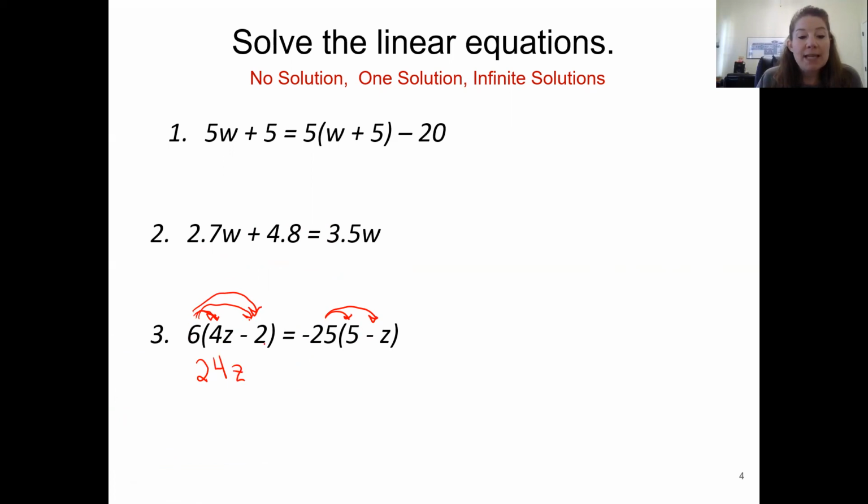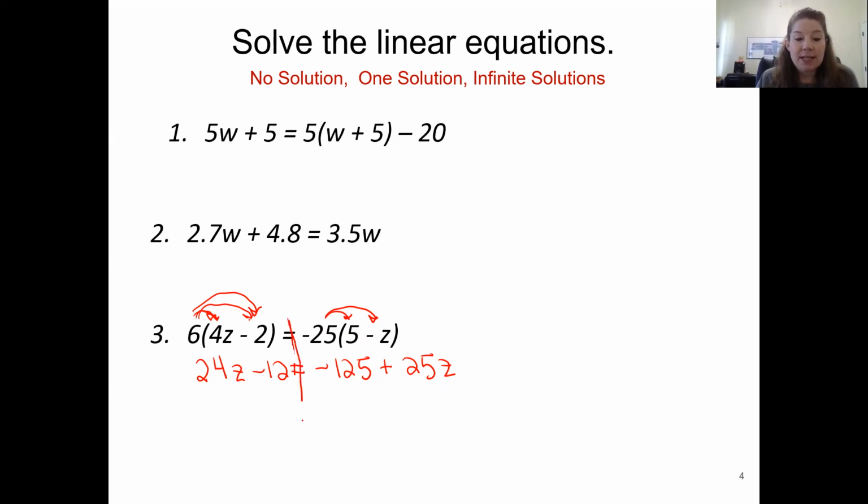6 times minus 2 is minus 12. All right, negative 25 times 5 is negative 125. And negative 25 times negative z, you guys have to remember those integer rules. Negative times a negative is a positive. So that's going to equal positive 25z. Negative 25 times negative z is positive 25z.